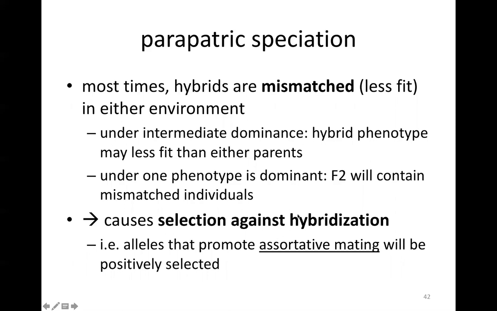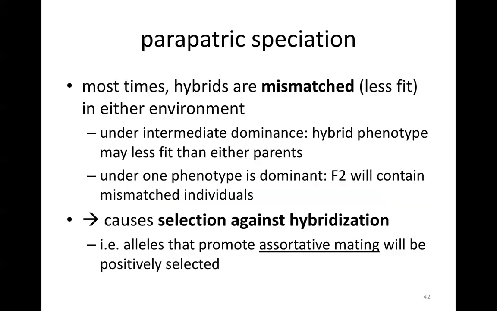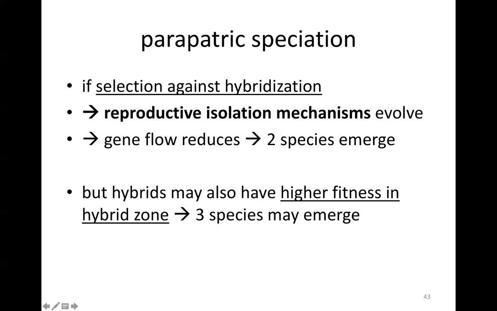And if there are any alleles, so this is the important point, under such circumstances, whenever there's selection pressure against hybridization, this means any allele that arises that promotes assortative mating, that promotes mating of individuals with only their own type. So yellow with yellow, black with black. So some kind of, you could think of these as racist alleles. Any racist alleles will be positively selected if hybrids are selected against.